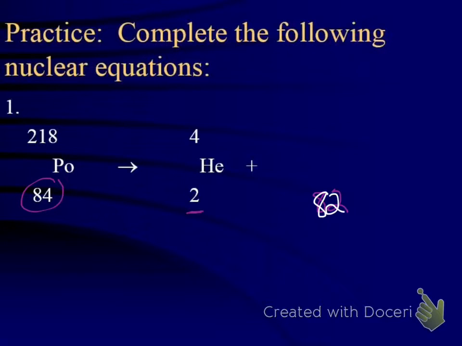Now, on the top, what plus 4 will equal 218? 214. Okay? Now, we identify elements with their what? Atomic number. Okay, look at the chart and tell me what element is 82. Lead. So we have lead, Pb. So now this is balanced. So let's do another one.